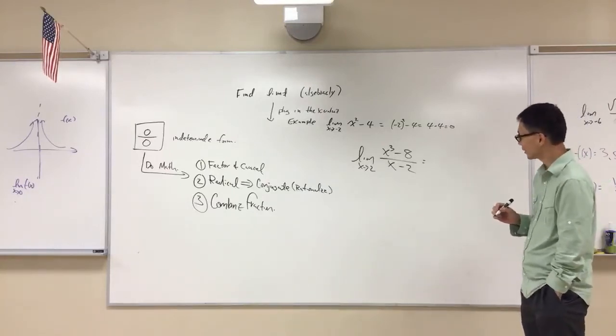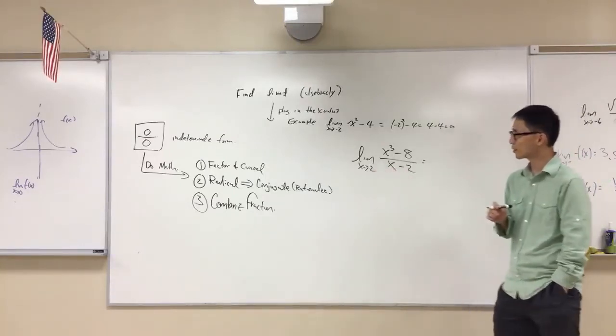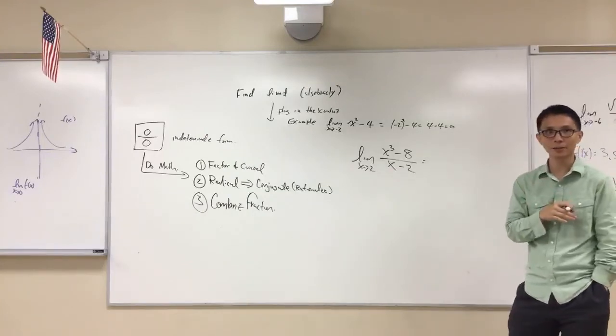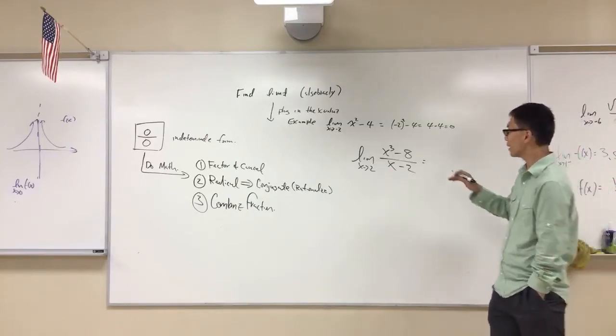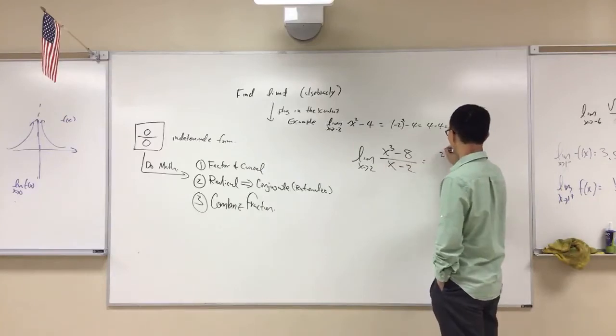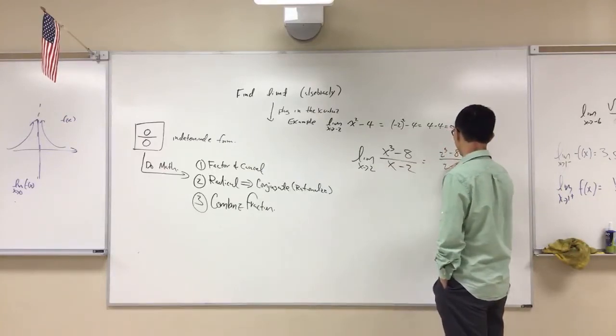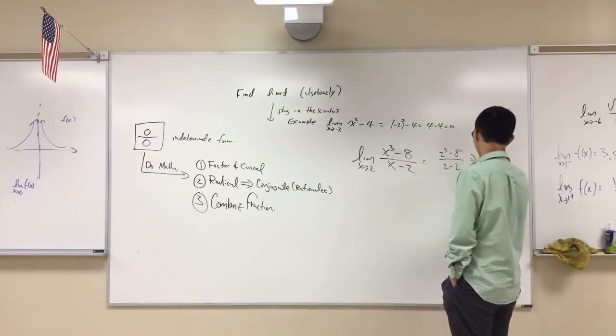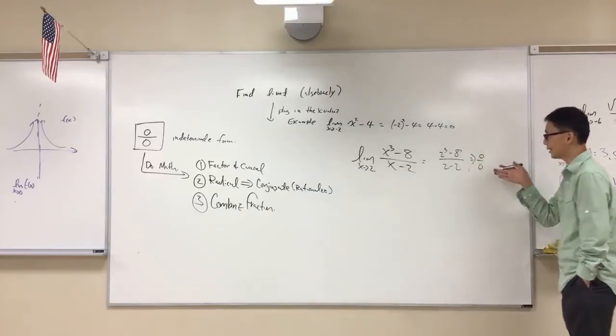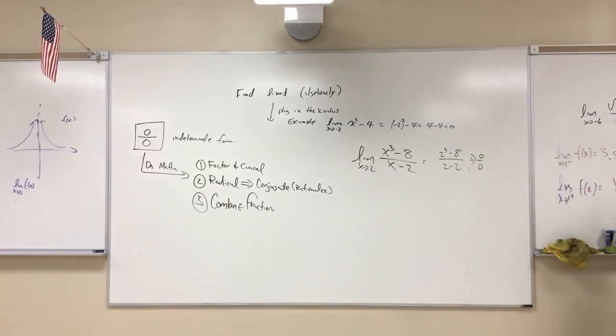Good luck. Okay, so the limit as x approaches 2 of x cubed minus 8 over x minus 2. If I plug in 2, it would be 2 cubed minus 8 over 2 minus 2, which is equal to 0 over 0. I don't know what happened to this, but it's 0 over 0. So let's factor it.